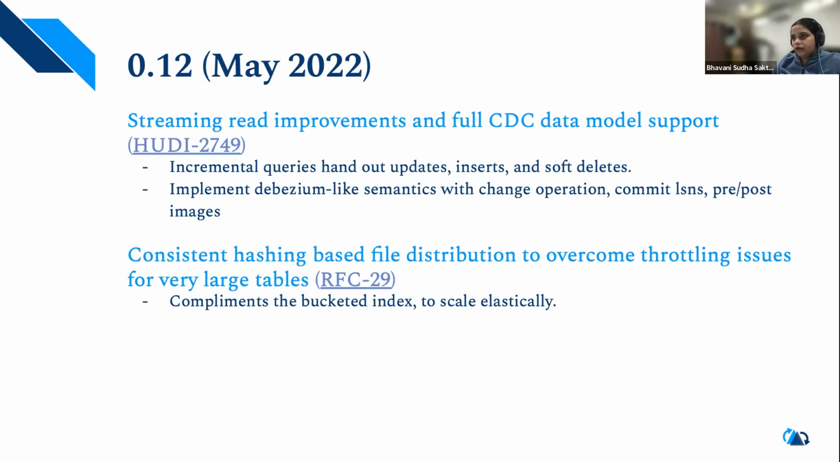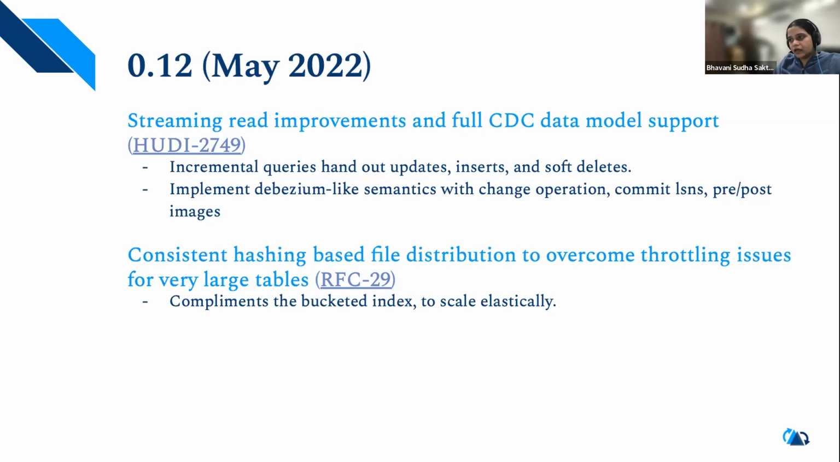And then we have full CDC data model support coming in 0.12. With this, we will hand out Debezium-like semantics in our incremental queries. Today, we have incremental queries handing out just a change that happened out of updates, inserts, or soft deletes. With this feature, we're looking to give a pre and post image of the change along with commit LSNs and what operation caused this change. For example, whether it was an update or an insert or a delete, etc.